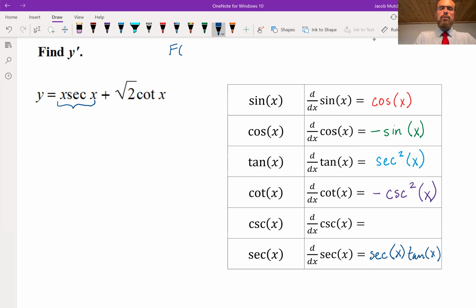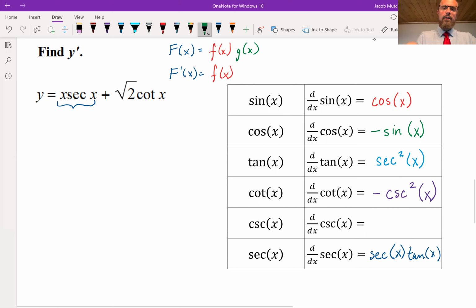So just to write the product rule again, if I've got a function big F of x and it equals small f of x times g of x, then the derivative of big F of x is going to have this pattern. Small f of x times the derivative of small g of x plus small g of x times derivative of f of x. So I need to use that at least for this first term in my function.